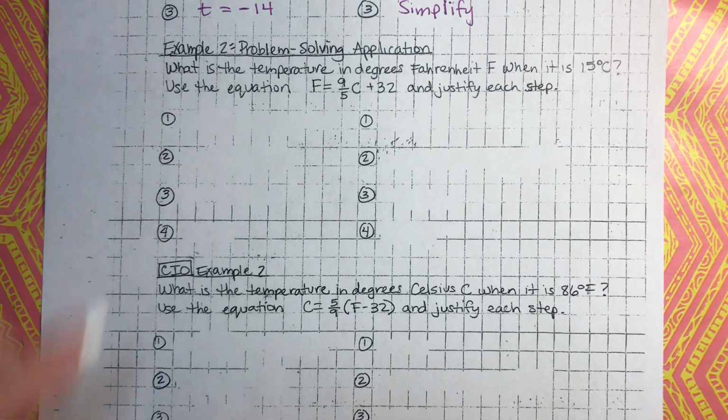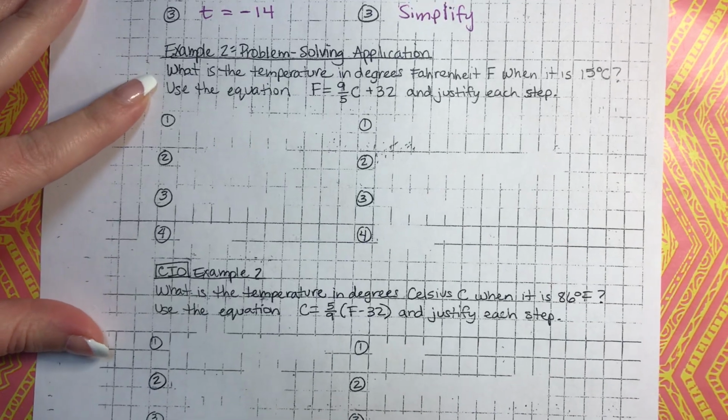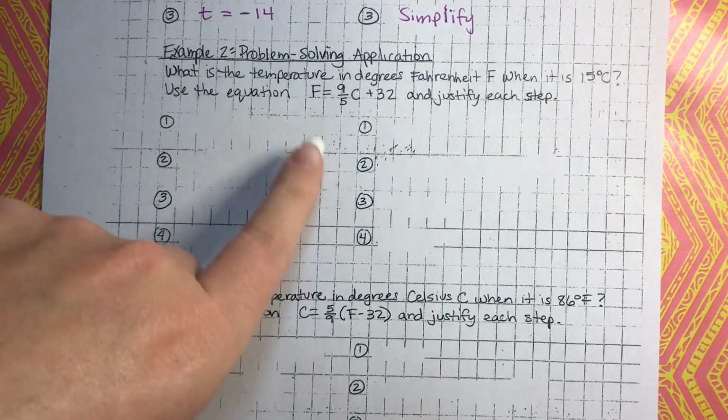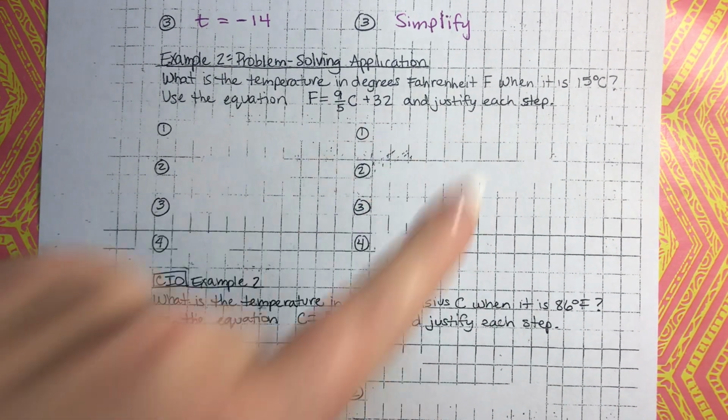All right, we're back with example 2. Let's go ahead and get started. So it says, what is the temperature in degrees Fahrenheit F when it is 15 degrees Celsius? Use the equation F equals 9/5 C plus 32 and justify each step.